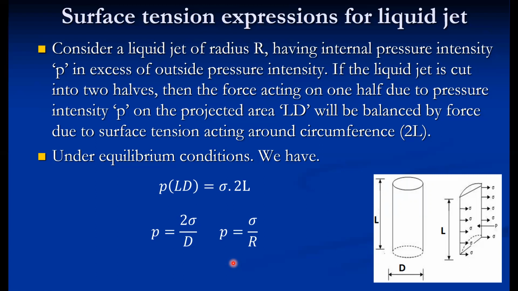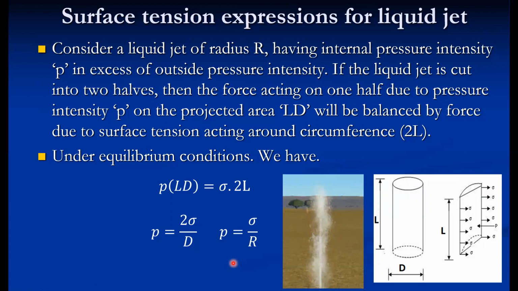So this is about the surface tension. You can see the liquid droplet, the jet of liquid that is coming out. This jet has some internal pressure, and under equilibrium condition it remains a liquid jet till the excess pressure is less than the atmospheric pressure outside.